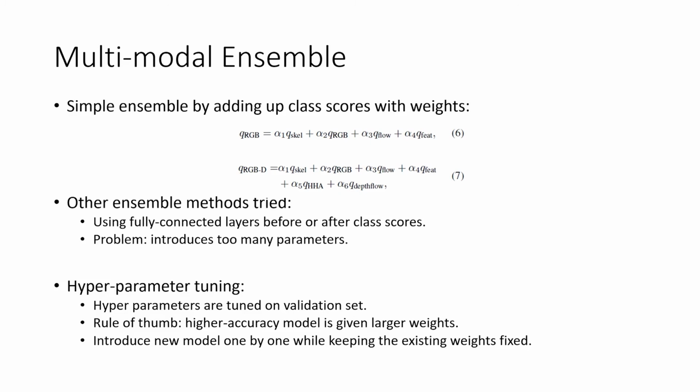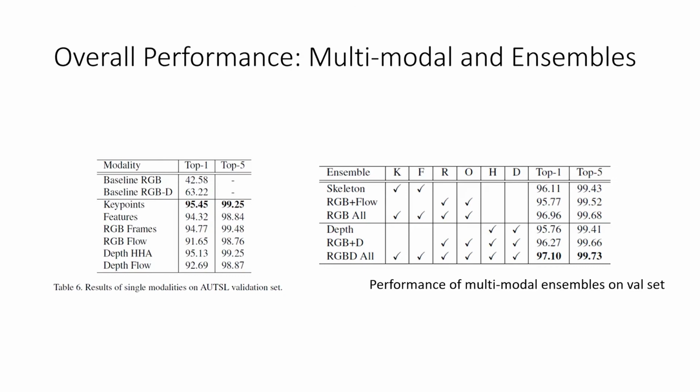We use a simple ensemble method by adding up class scores with weights. The alphas are hyperparameters which can be tuned. When we tune the hyperparameters, we tune them on the validation set. Here's a rule of thumb: higher accuracy models are always given larger weights. Here's the overall performance of different modalities and their ensembles. Examples of multi-modalities are shown on the right-hand side.